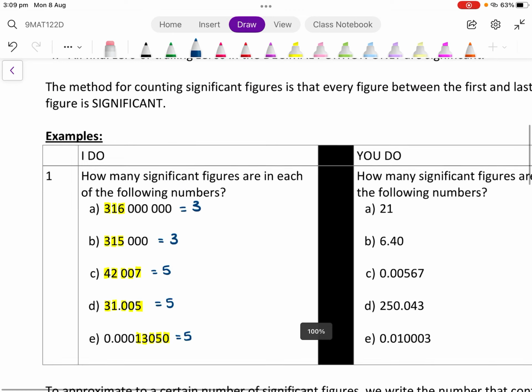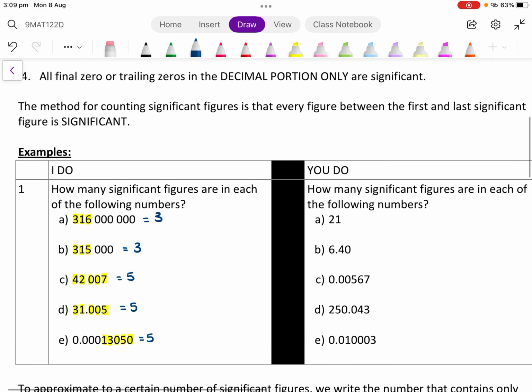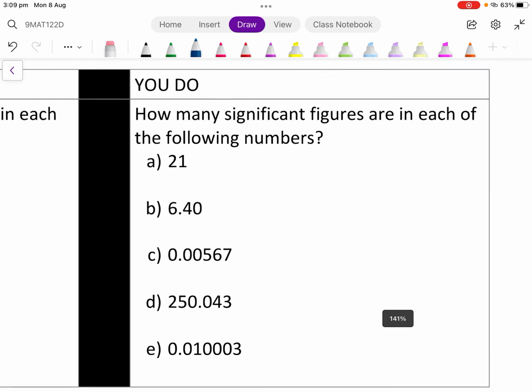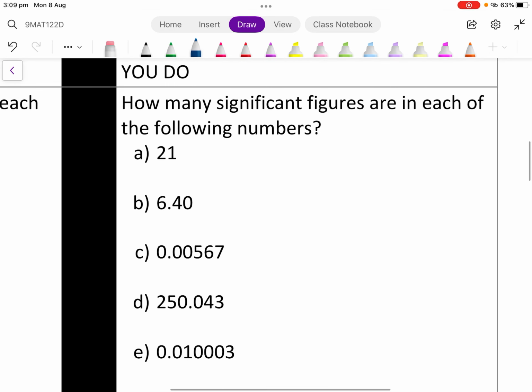Now, I want you to pause the video and have a go at working out how many significant figures are in each of the following numbers for the you-do. Okay, so you should have answered that there are 2 significant figures in 21, which is our 2 and our 1. In our 6.40, our 6 and 4 are non-zero digits, and this 0 trails the decimal point, so it is significant. So there are 3 significant figures.